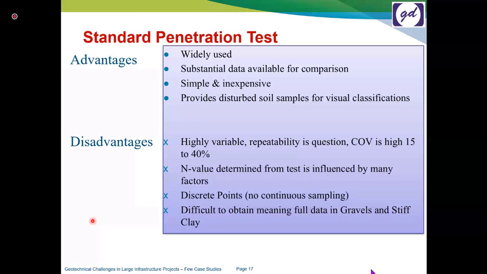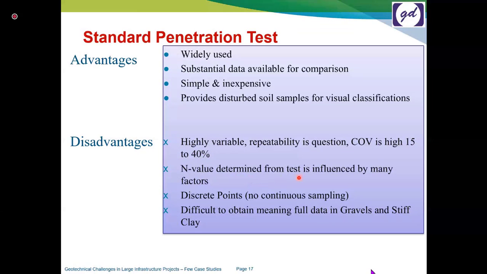So they are highly variable. That means the coefficient of variation is very high, from 15% to 40%, which means the results will not be as repeatable. One day you take the SPT values, it is not likely that you will get the same result unless you have the same rig operator and the same agency conducting the test. Then you have a high chance of a lower coefficient of variation. Otherwise, your coefficient of variation for SPT values is even up to 40%, even more than that as well.